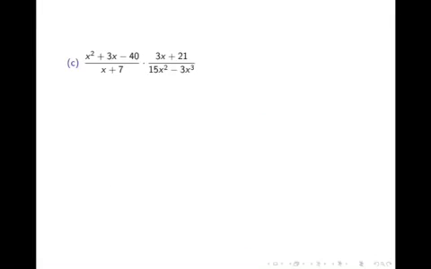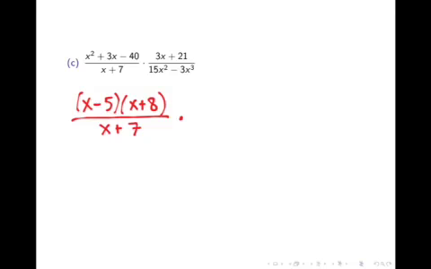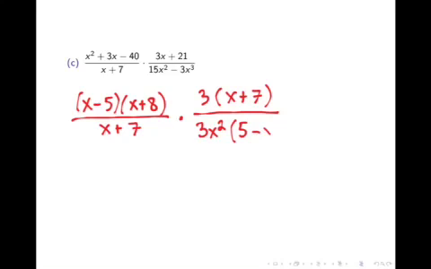All right, one more example here of multiplying. In our first fraction, we can factor the top to give us x minus 5, x plus 8 over x plus 7. In the second fraction, we can factor out a 3 in the top, and that gives us x plus 7. And in the bottom, we can factor out a 3x squared to get 5 minus x.